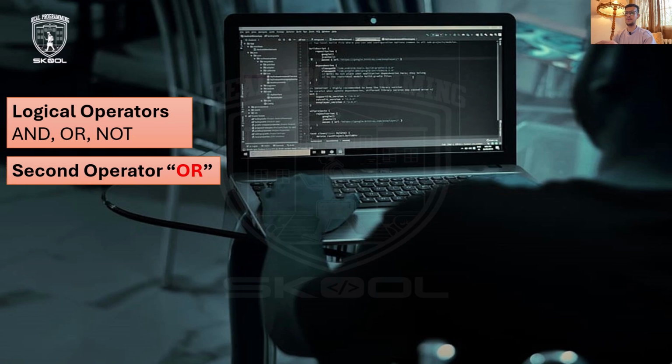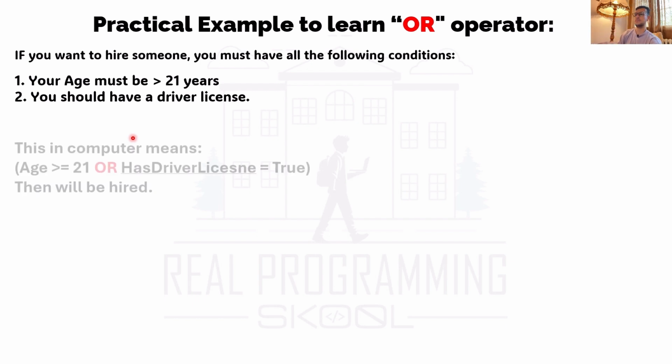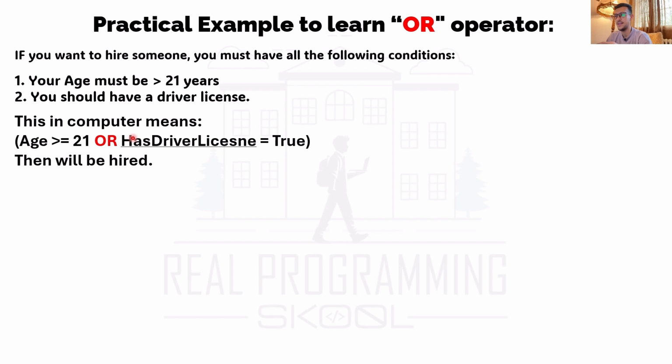Okay, a practical example to learn OR operators. We want to hire somebody in our logistics company for driving the truck to deliver the goods. So in an OR condition, if the age is greater or equal to 21 or has driving license, it gives me true. For example, they will be hired, which means if one of the conditions is true, it will give me the final result true.